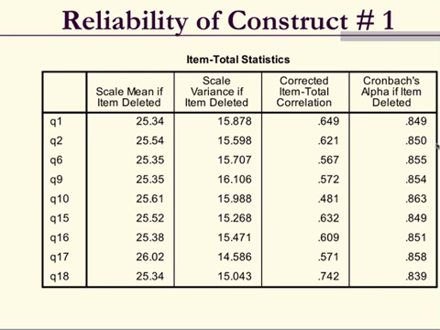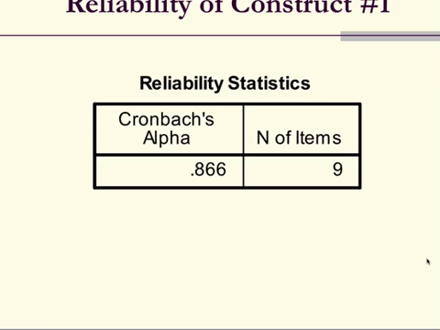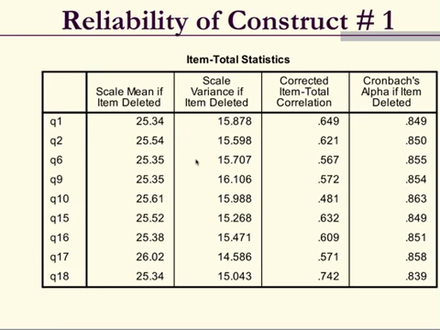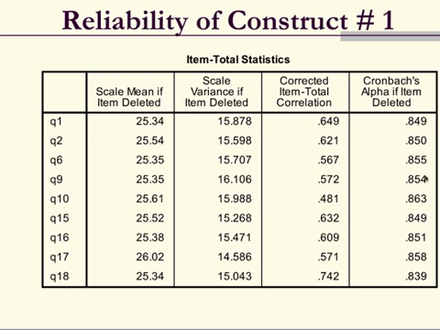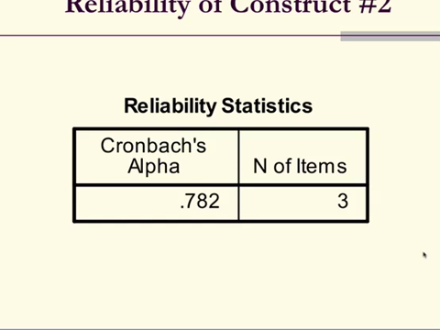If we delete question 2, it goes down to 0.850. If we delete question 6, it goes down to 0.855. You can see together all of these actually represent a lower number than they all are together. So combined, all these give us a Cronbach's alpha 0.866. However, if we delete any one of them, our reliability actually goes down. If we check out reliability for construct number 2, we have an acceptable Cronbach's alpha.